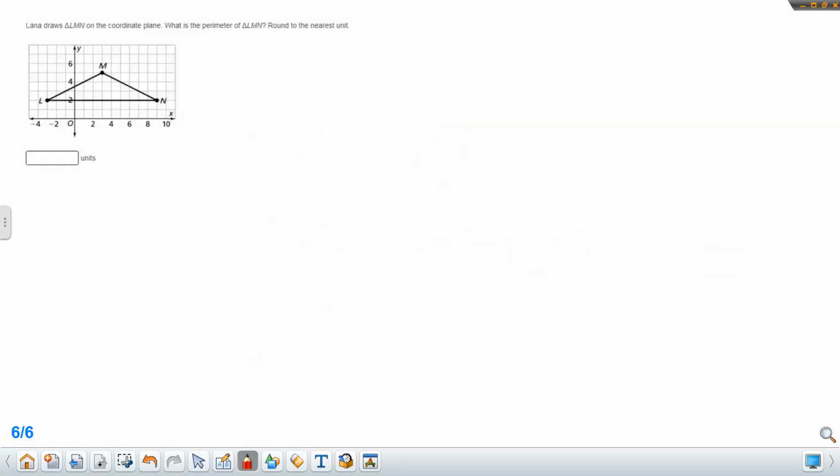Lana draws triangle LMN on the coordinate plane. What's the perimeter of triangle LMN? And round to the nearest unit. Okay, look at the figure, guys. How to find the perimeter of any figure in general? The perimeter of any figure, guys, is the sum of the outer sides. For example, now we can say the perimeter of this figure equals what? What are the outer sides? They are LM plus MN plus LN.